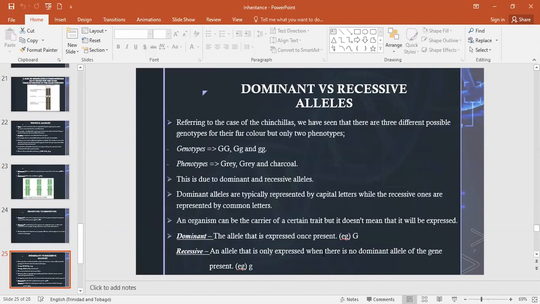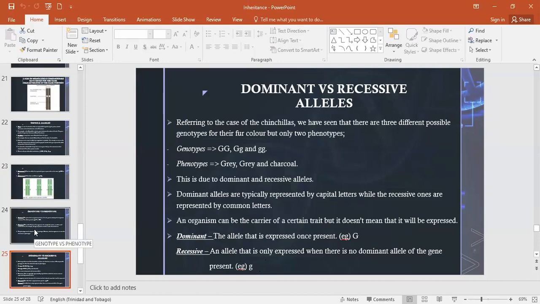And recessive is only expressed when you have no dominant allele. So when you don't have any dominant allele and you just have common letters or common alleles, that is when you will have recessive alleles coming into play, and that is when you will see the characteristics of it.